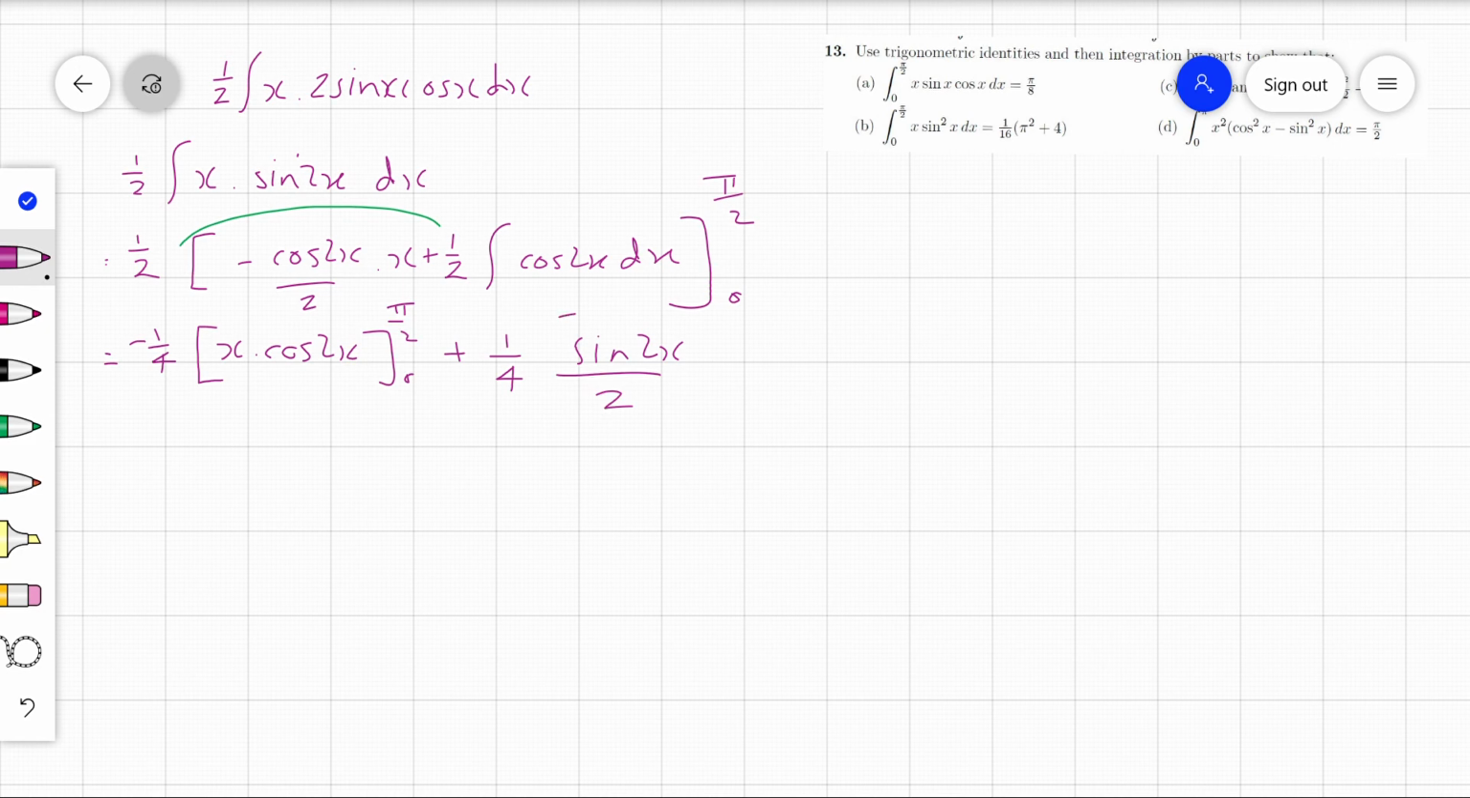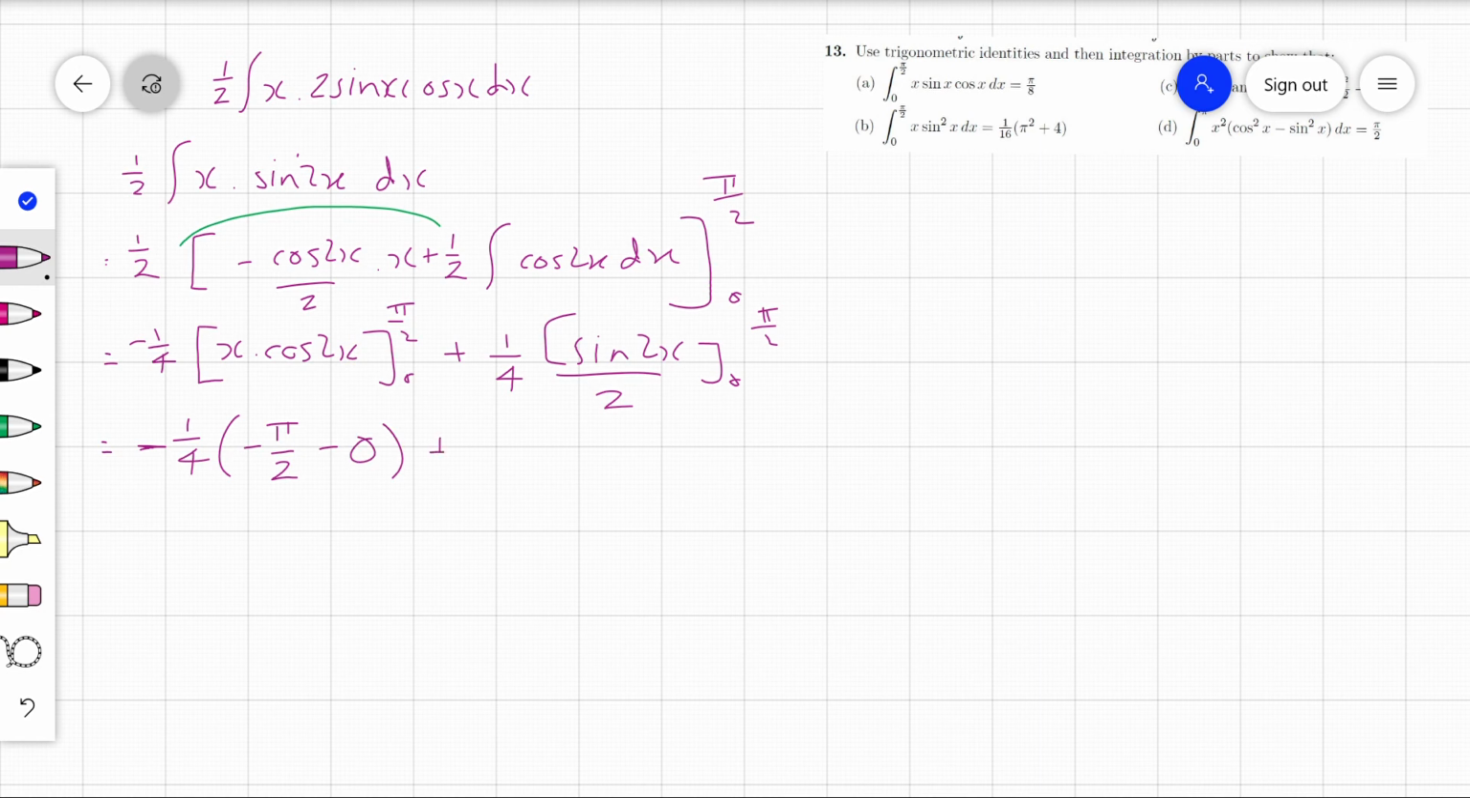All right, so cos 2x we know goes to sine 2x when we integrate, but divided by 2. And again, that's between 0 and pi on 2. So negative a quarter. All right, so when I put 2 lots of pi on 2 in, it's just cos pi. Cos pi is negative 1, so we've got negative pi on 2. When we put 0 in, we just get 0.